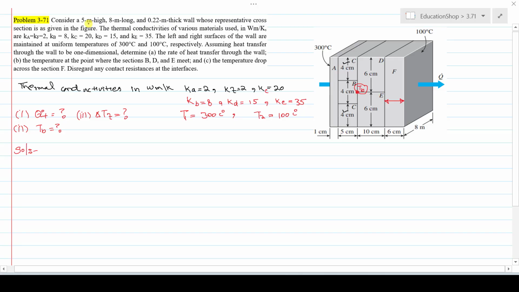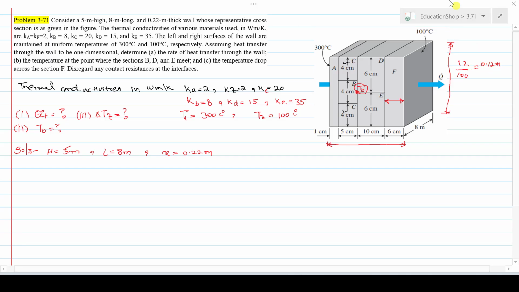In the statement, the height of the wall is given as 5 meter, the length of the wall is 8 meter, and the whole thickness of the wall is 0.22 meter. Remember, this is a portion of the wall, not the whole wall. The total wall height is 5 meter, and the height of this portion is only 4, 4 and 4, that becomes 12 centimeter. Divide by 100 to convert into meters, so it becomes 0.12 meter height.